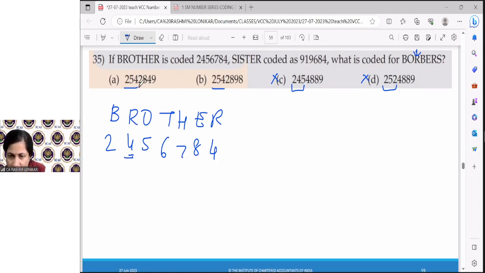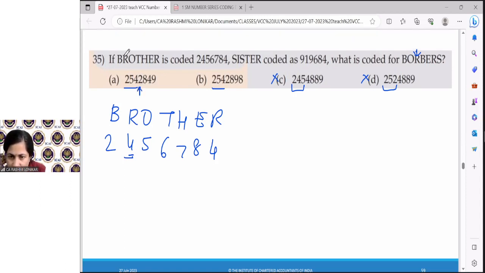Then fourth letter is 1, 2, 3, 1, 2, 3, 4. Fourth is B. BORB. So B and B are same. So 2 and 2, here also same, here also same. Then you have 8. 8 is also same. Then second last number. Second last is R. So R is, I know, 4. So here R is 4. Here what is happening? It is taken as 9. So that is not correct. So A is correct. Okay.